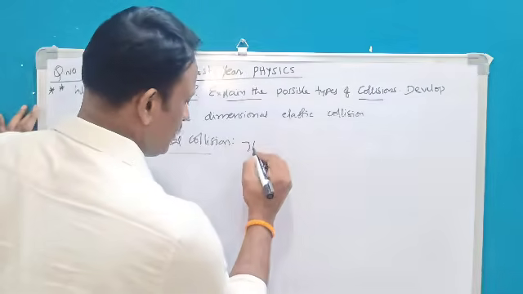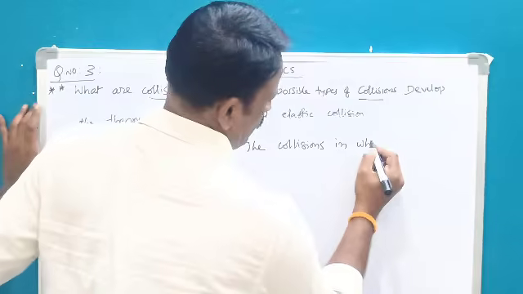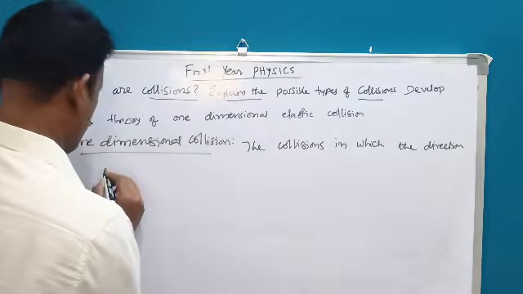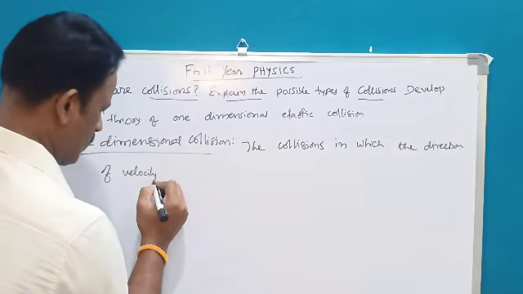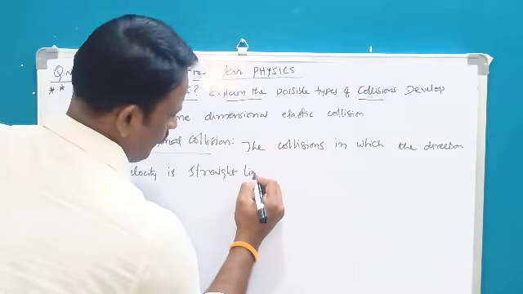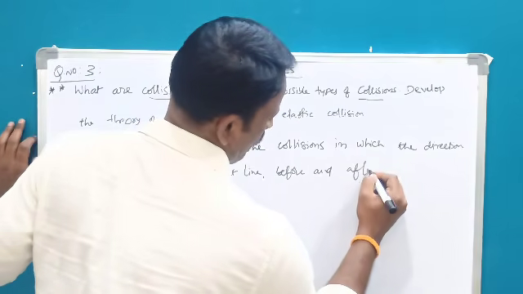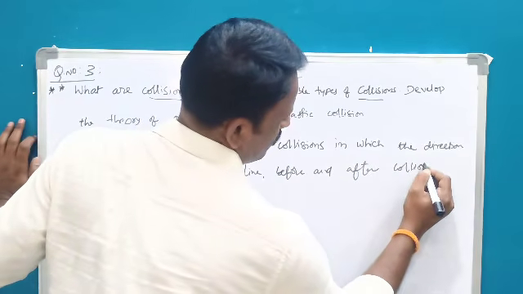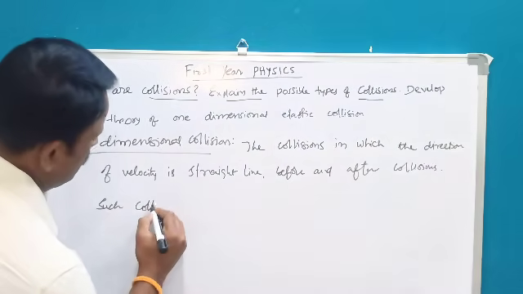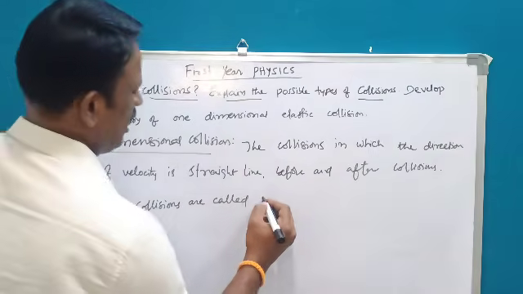So what we write: the collisions in which the direction of velocity is a straight line before and after collisions, such collisions are called one-dimensional collisions.